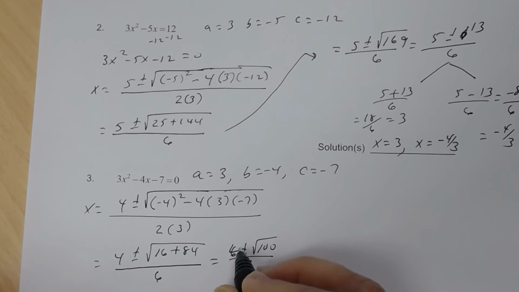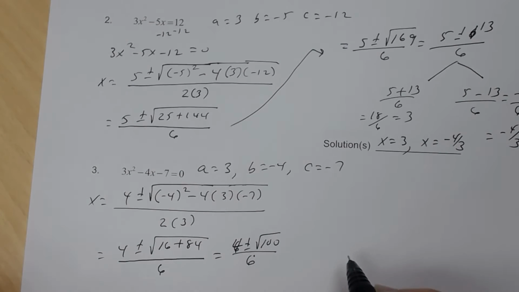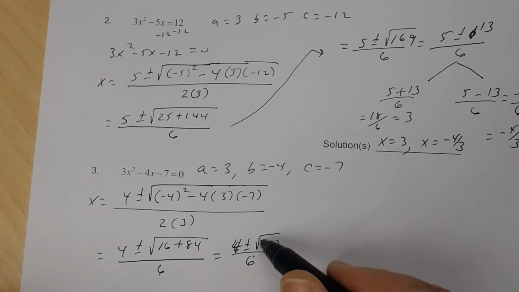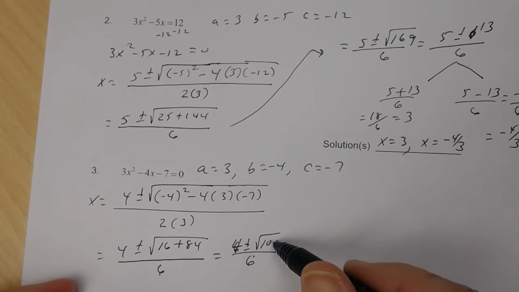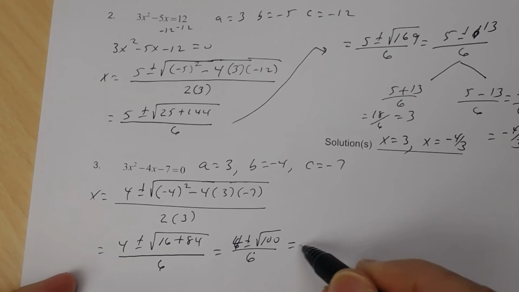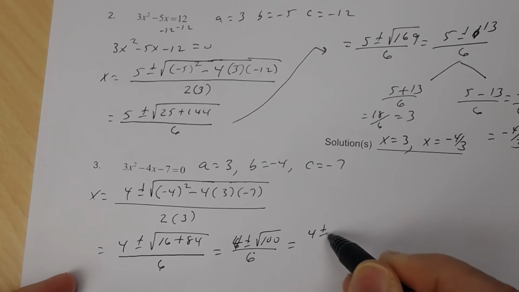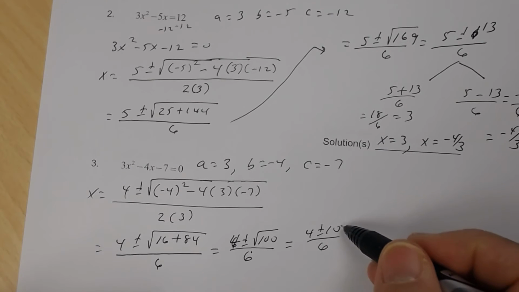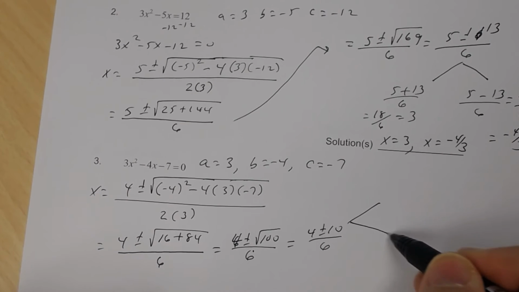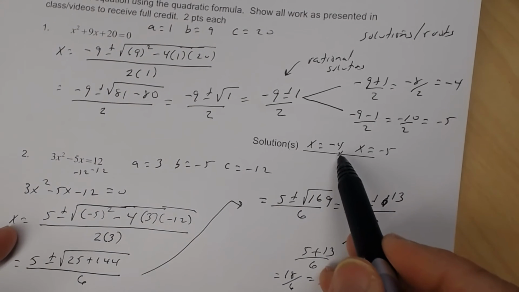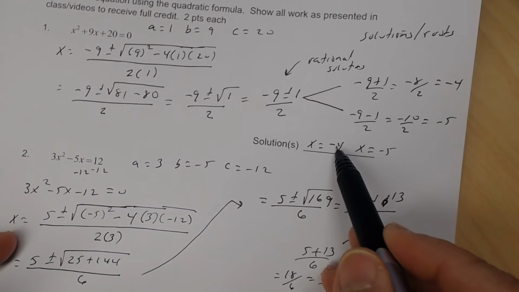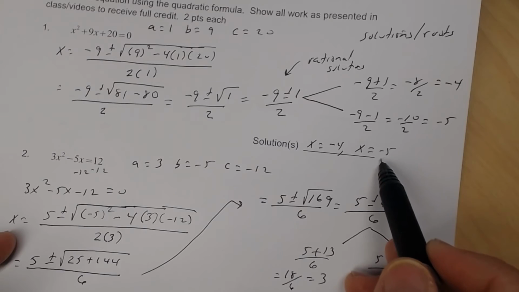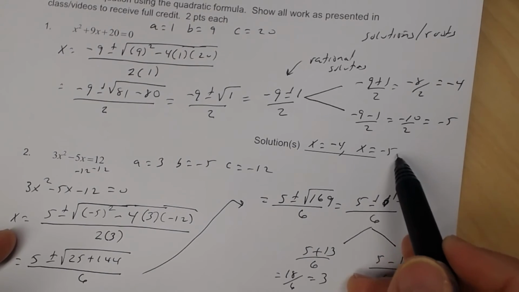Divided by, oops, that's a 4 right here. Divided by 6. Now, again, you want to see if you can simplify the square root of 100. You can, because 100 is a perfect square, so the square root of 100 is 10. So it becomes 4 plus or minus 10 divided by 6. Notice that you no longer have a square root, so that means these are going to be rational solutions, just like these were. So negative 4 is a rational number. Negative 4 divided by 1. Those are integers. Negative 5 is a rational number.